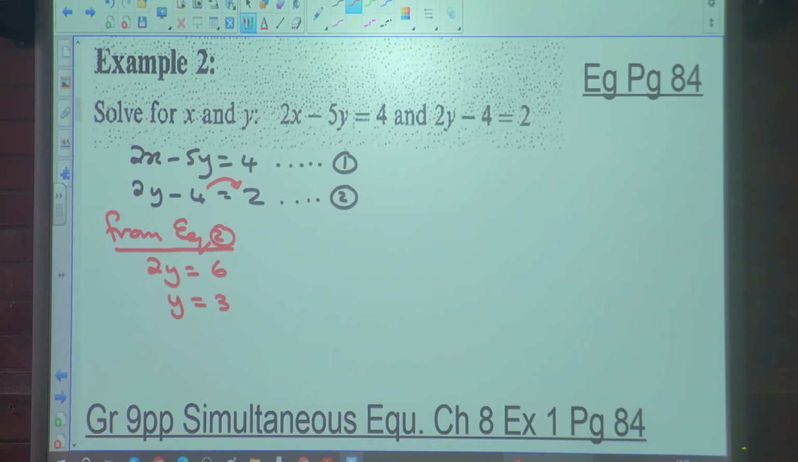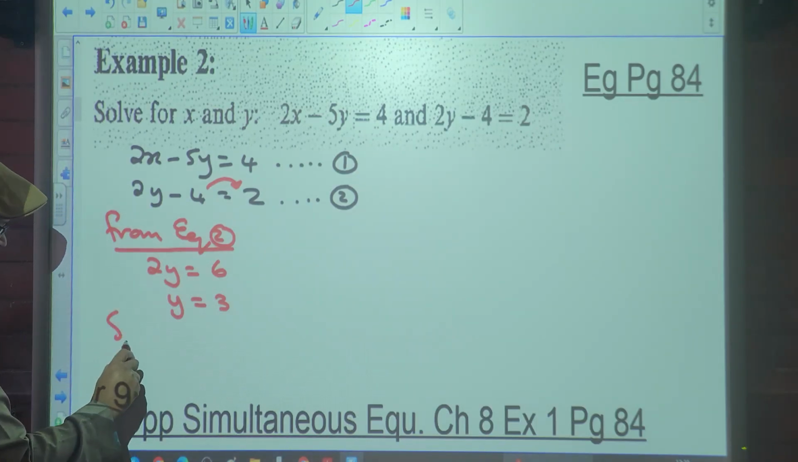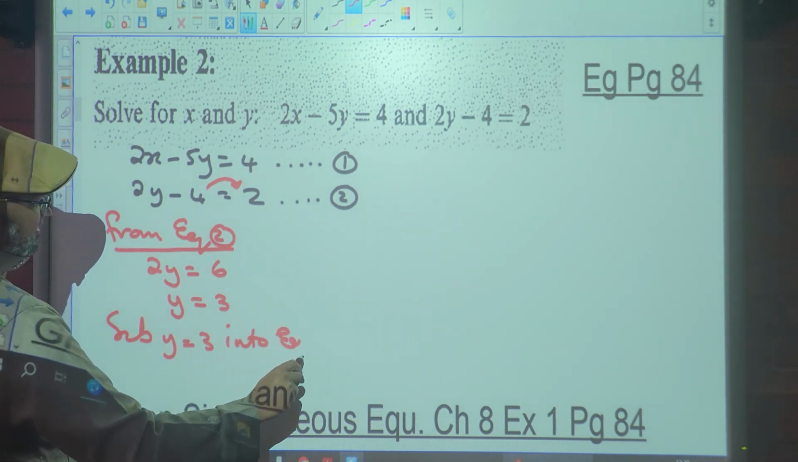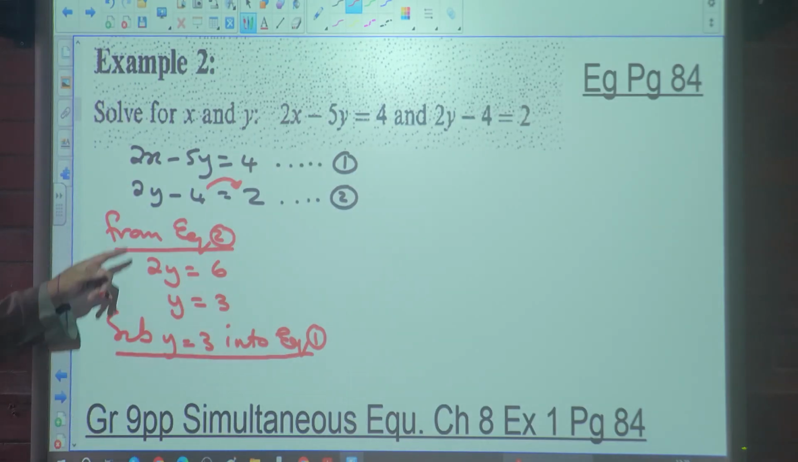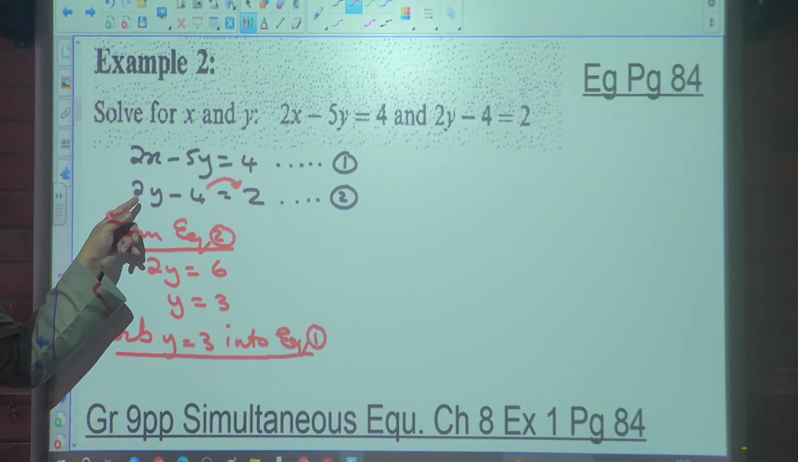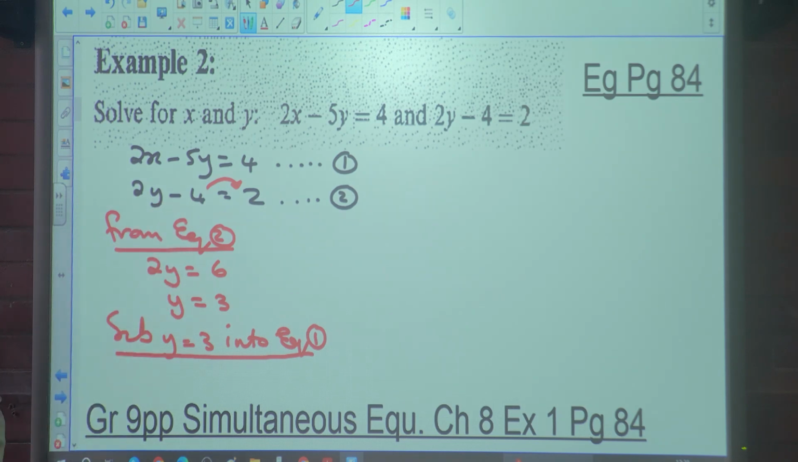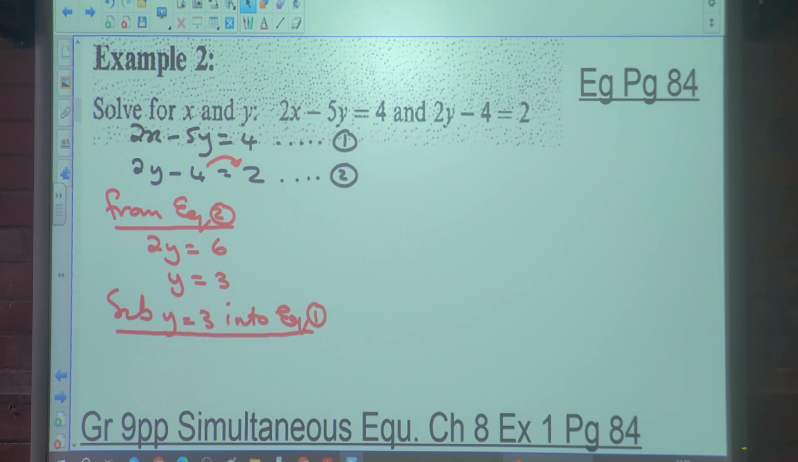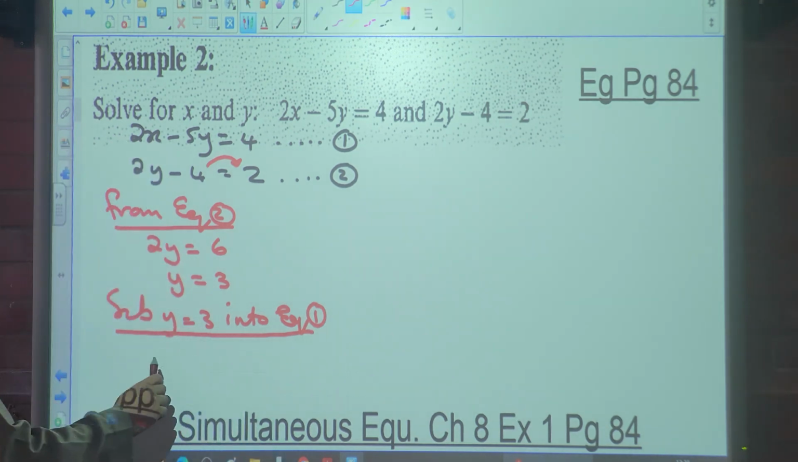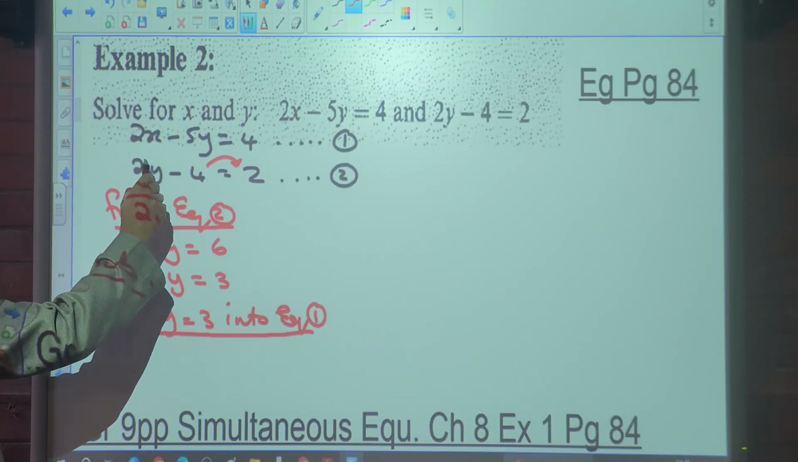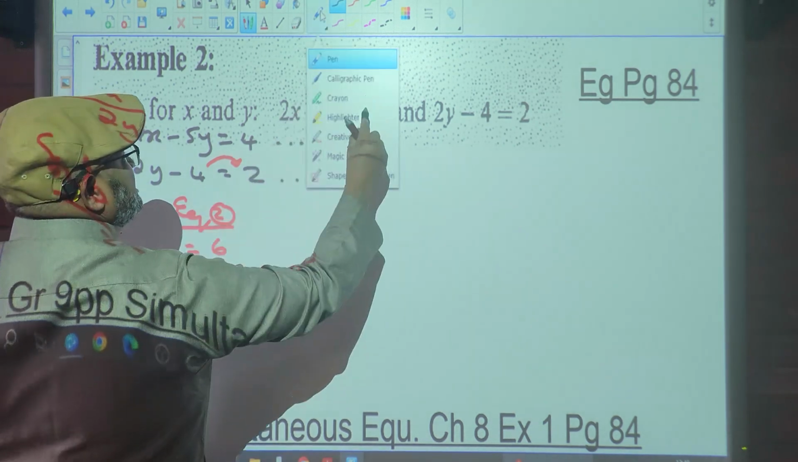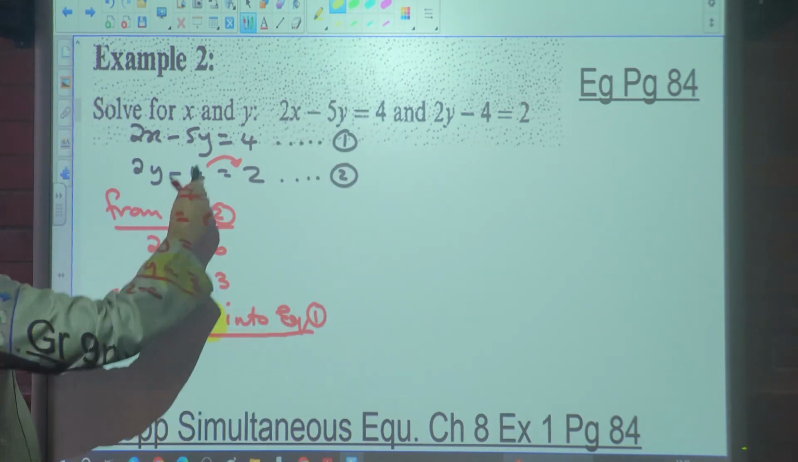So what do I do now? We'll substitute y is equal to 3 into equation 1. Why not 2? Because there is no x here. Does it make sense, people? So let's do the substitution. What do we get? 2x. Remember, if I see a y, I'm going to put a 3.